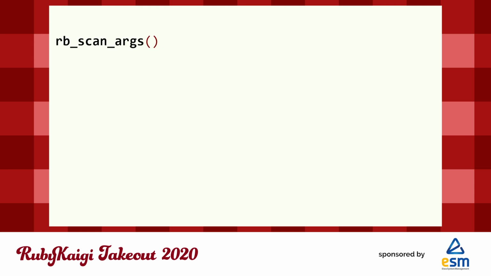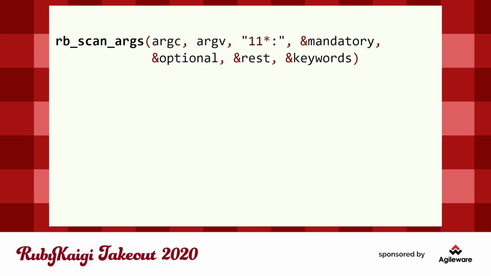Most methods defined in C that accept a variable number of arguments use rb_scan_args in order to parse the arguments. Now previously, rb_scan_args treated a hash argument and keyword arguments the same. Now here's an example of using rb_scan_args. The first two arguments are argc and argv, usually passed directly from the caller's arguments. The third argument is a format string that indicates how elements of argv should be assigned. And the remaining arguments are generally local variables that the elements of argv should be assigned to. So in this case, the first character in the format string is 1, indicating the method takes one mandatory argument.